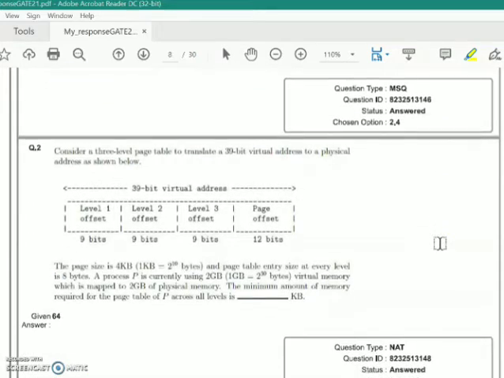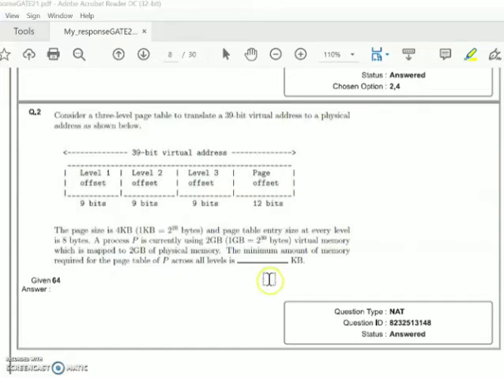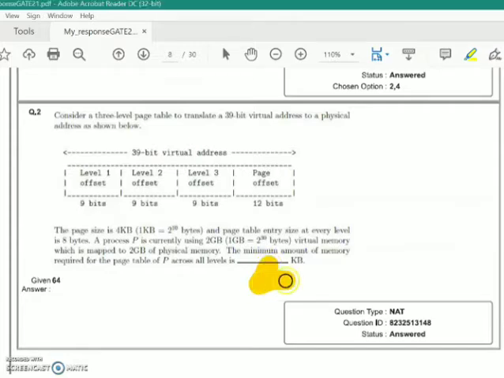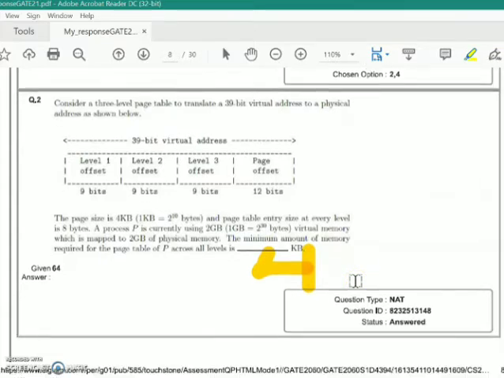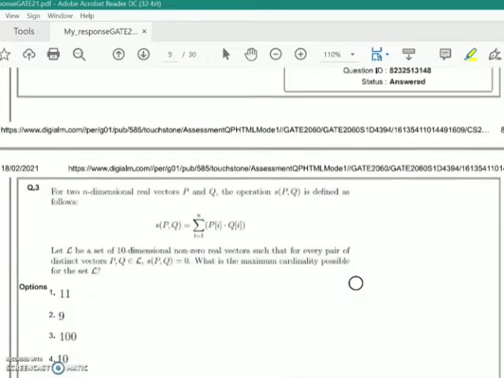Question number 2. Its correct answer is 4 kilobytes. We have to go up to the 3rd level, divide by 2 raised to 8, 2 raised to 8. So finally we'll get 4 KB. I have uploaded the solution of it in the previous video.